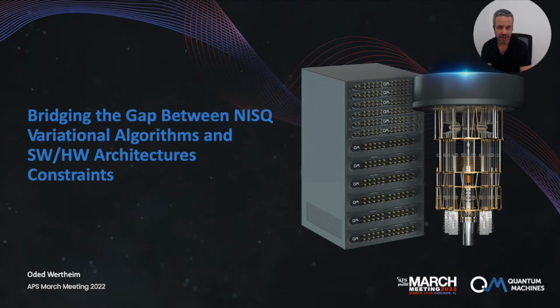In this talk, I'll discuss the bottlenecks of variational quantum algorithms and how they can be addressed by hardware and software architecture. As quantum computers scale, the hardware and software performance should scale accordingly in order to realize the processor's true potential.